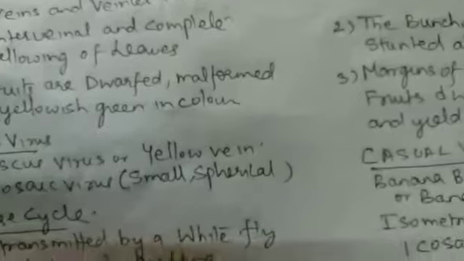And as we know, as the leaves yellow, photosynthesis decreases and respiration increases, which results in chlorosis, followed by necrosis, and that results in defoliation of the leaves. And ultimately the fruits which are formed, because photosynthesis is not there, are dwarfed, malformed, and yellowish green in color.